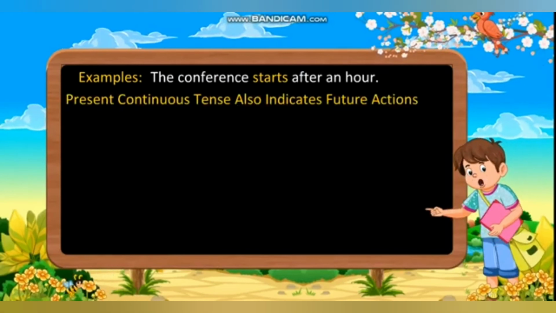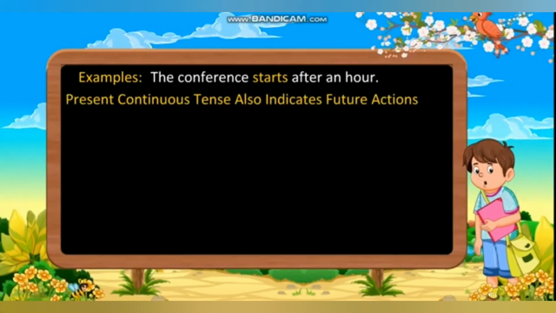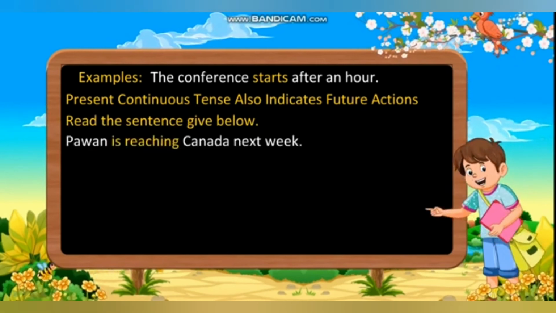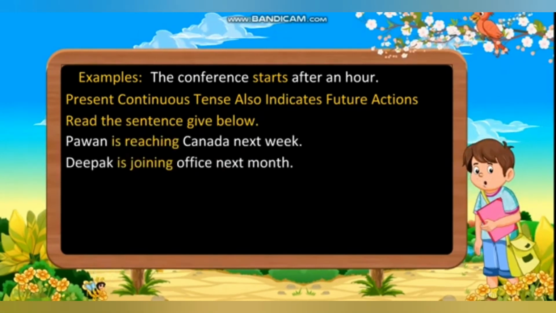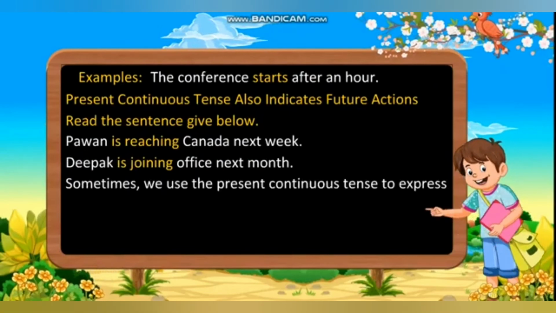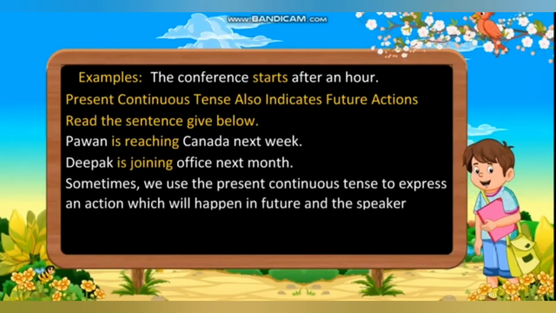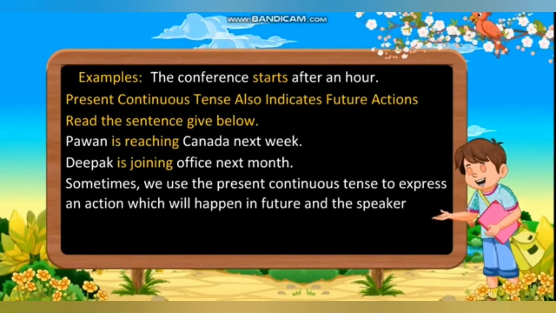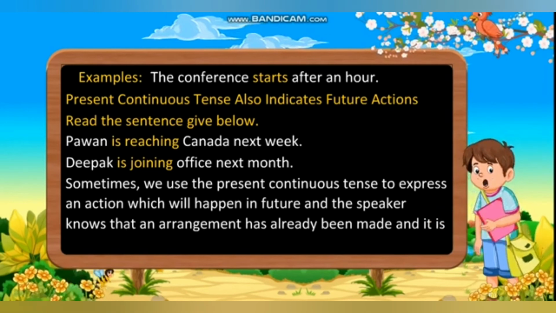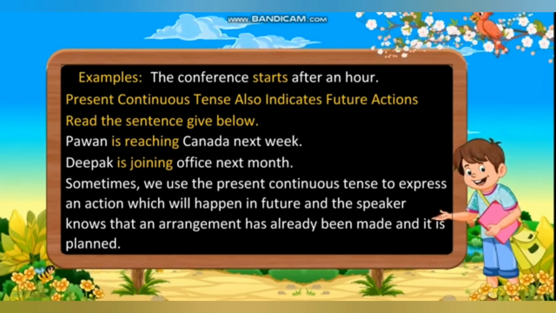Present continuous tense also indicates future action. Read the sentences given below. Pawan is reaching Canada next week. Deepak is joining office next month. Sometimes we use present continuous tense to express an action which will happen in future and the speaker knows that an arrangement has already been made and it is planned.